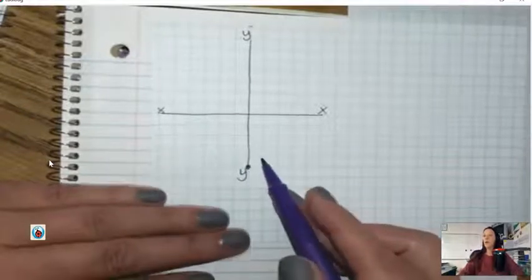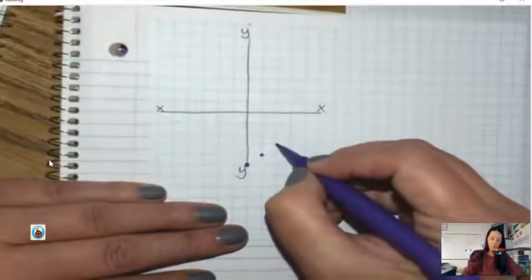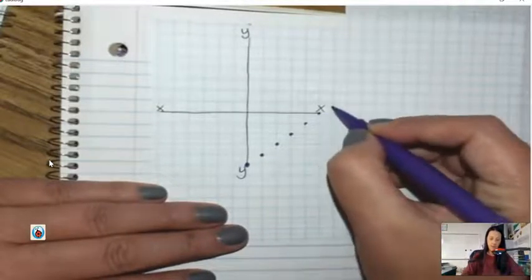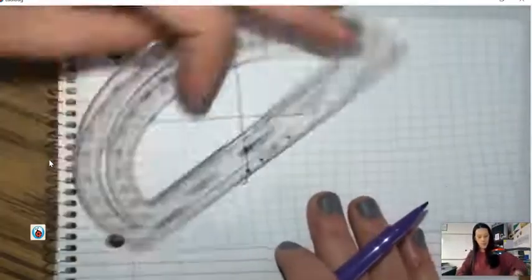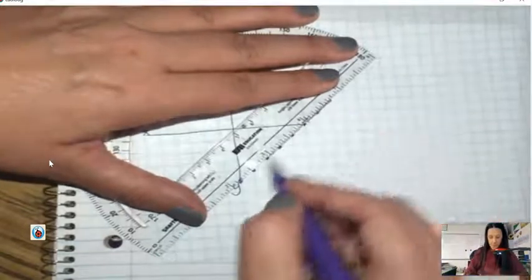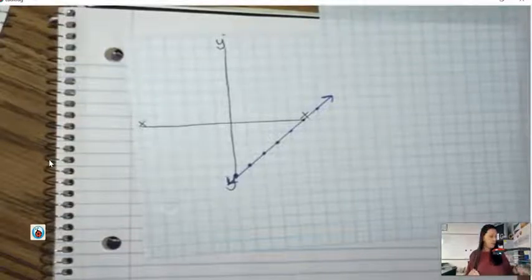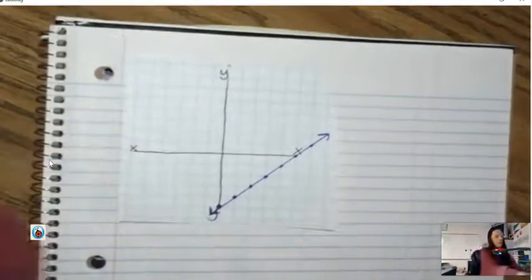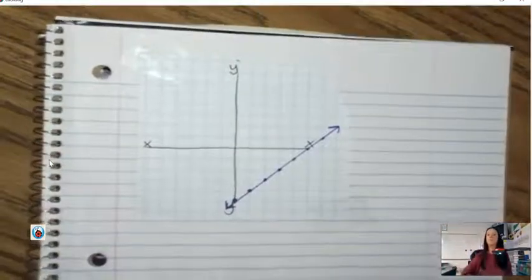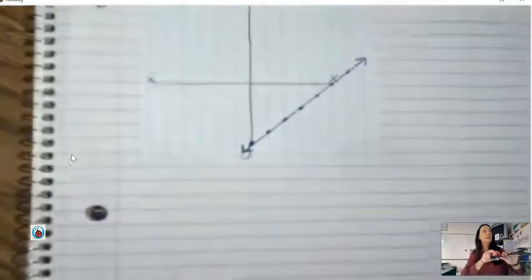From that dot, go up 1 over 1. Put a new dot. Up 1 over 1, up 1 over 1. And then connect the dots with a nice straight edge. And put arrows on both ends because it goes on forever. And then cut that out and put that into your math notebook. Okay, from this graph, go ahead and write down what's the x-intercept and what's the y-intercept. So look at the graph and label it as a point.